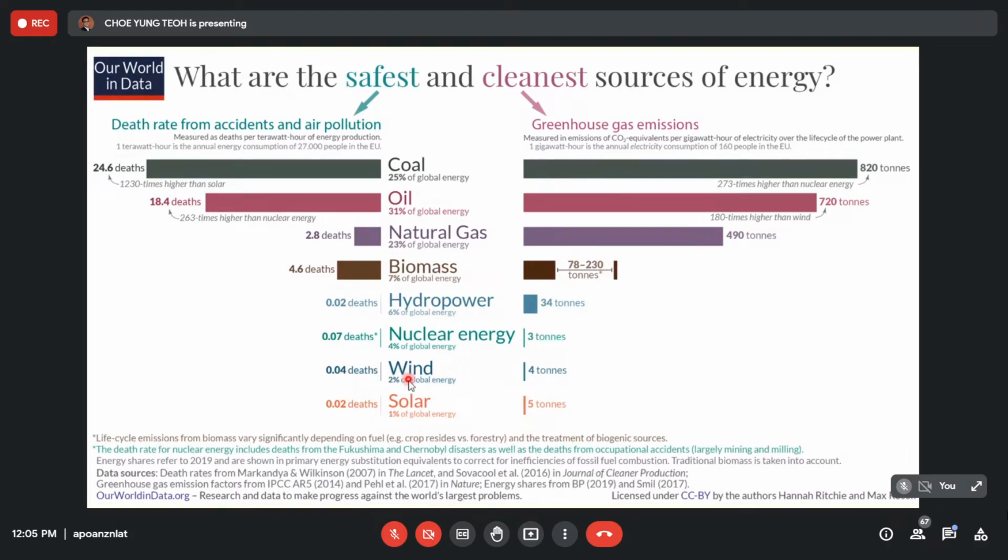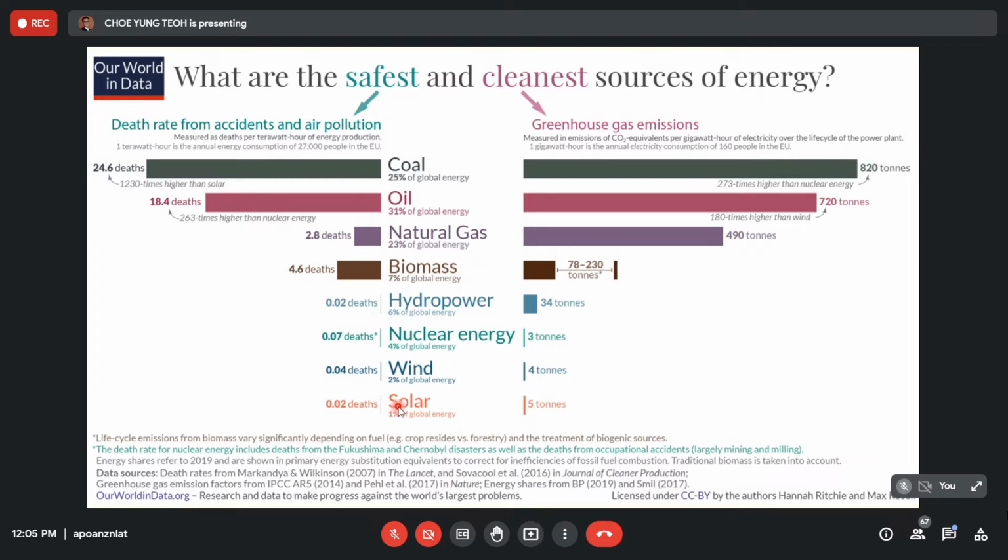Okay, and followed by wind. That's why it's widely used. Safe and clean. You can see if we compare the safe and clean, both of them are at a very low level. Okay, solar is the safest. Okay, the best renewable energy in terms of safety.